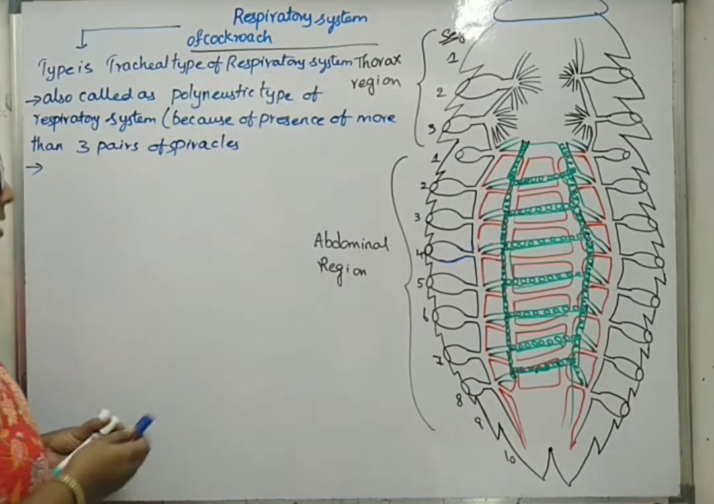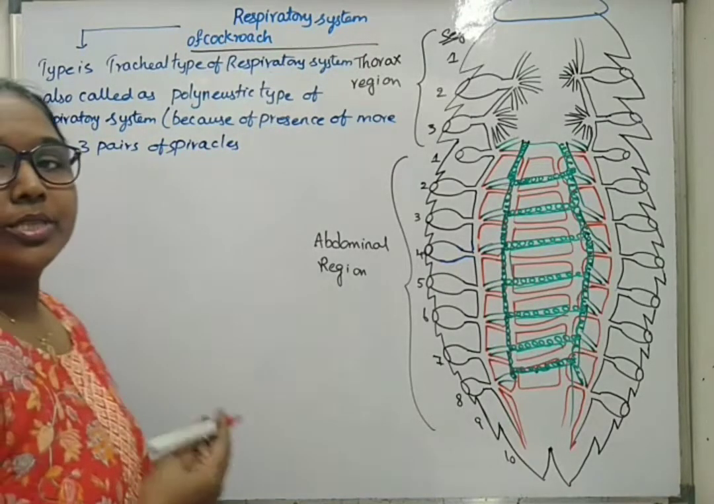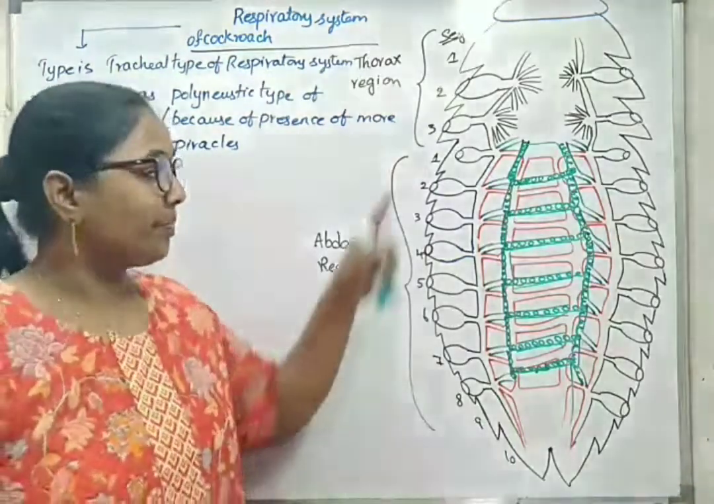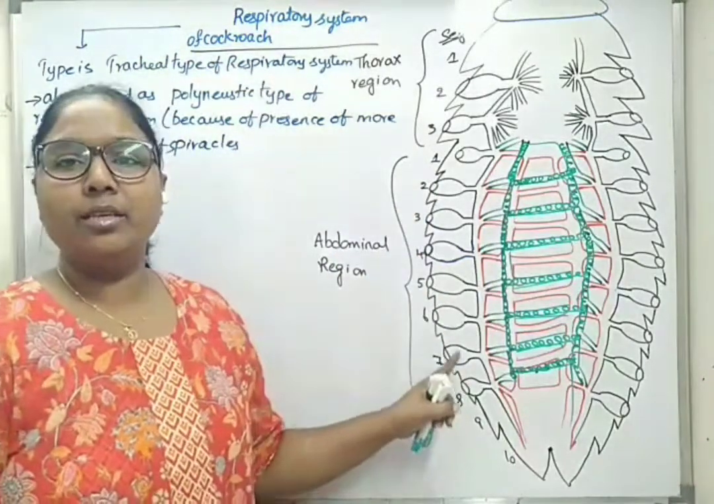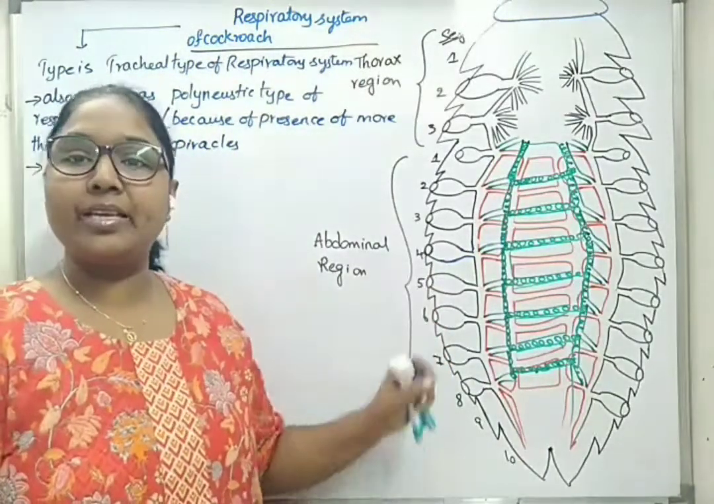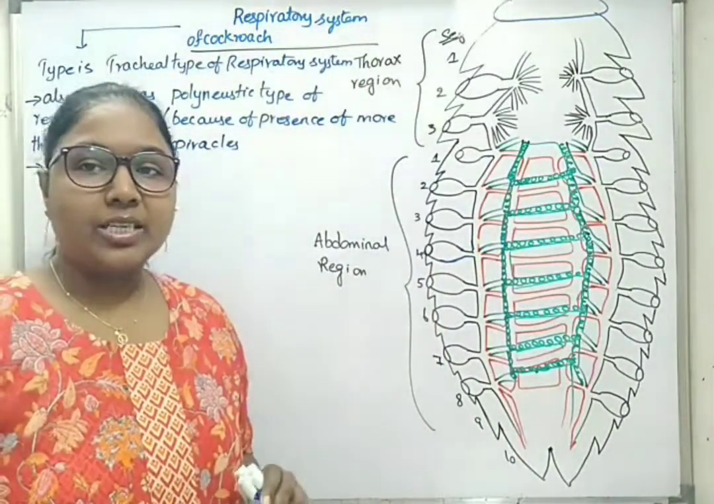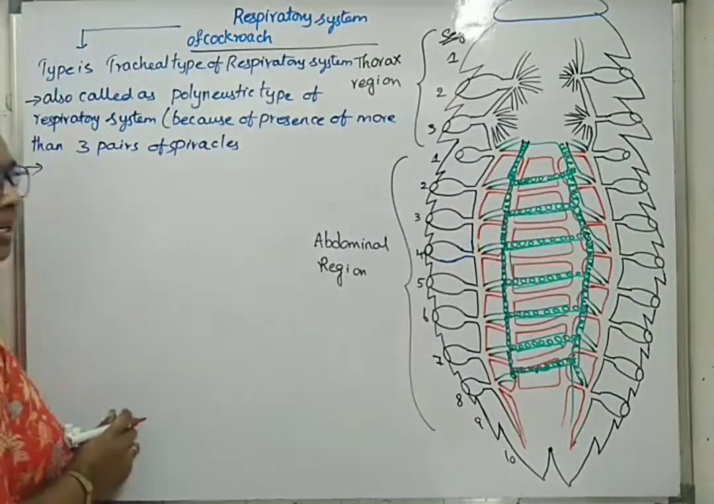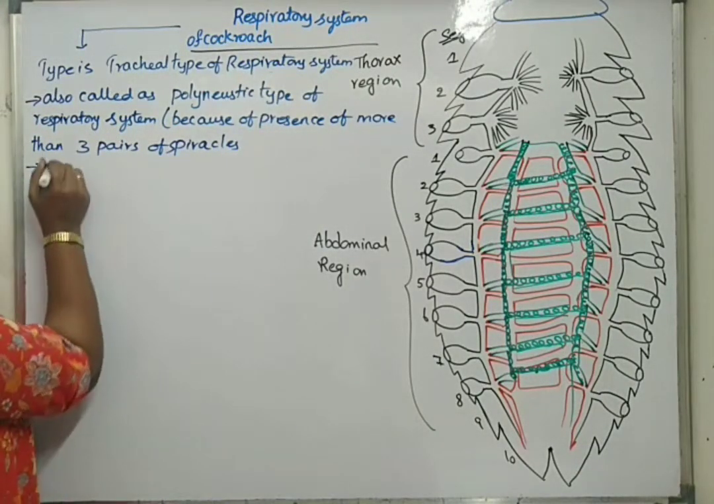The same respiratory system is also called holonuclear type of respiratory system, because all the structures of the tracheal type of respiratory system, meaning all spiracles, are functional.